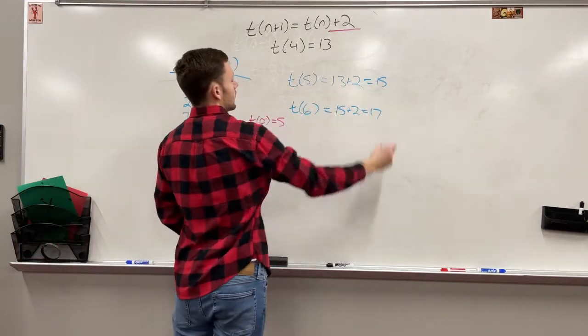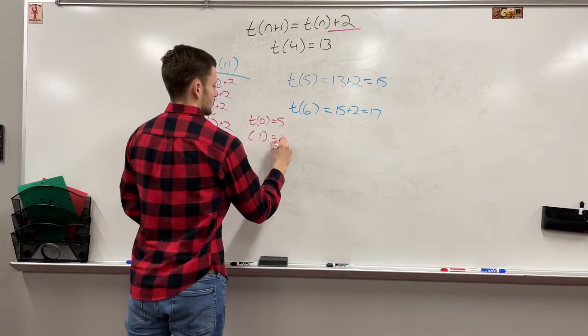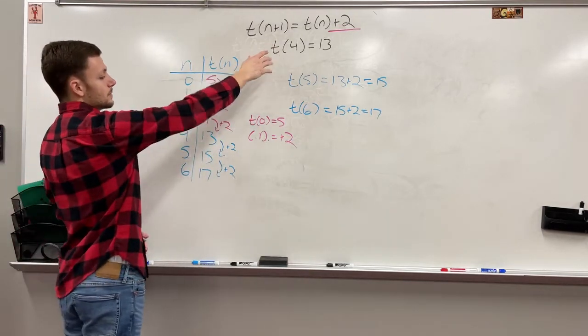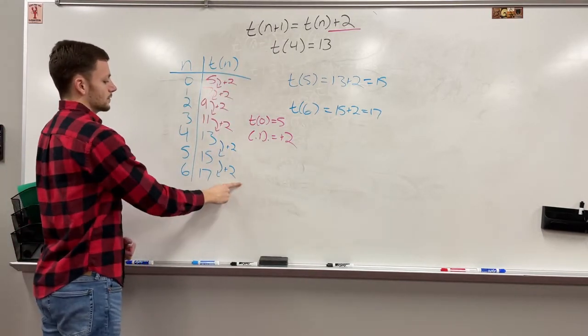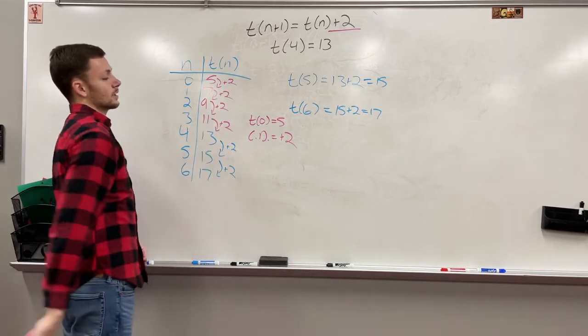And you guys saw it right here. My common difference was positive 2. So I used my recursive equation to fill out this table of terms to verify my common difference. I used my common difference and worked backwards.